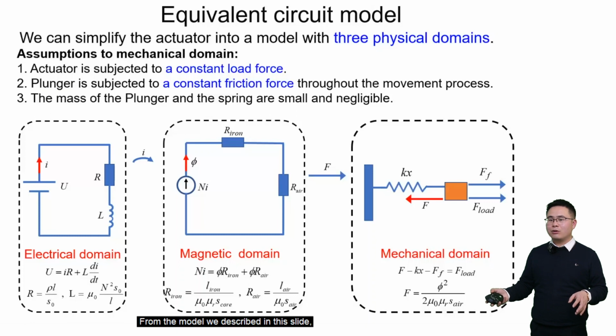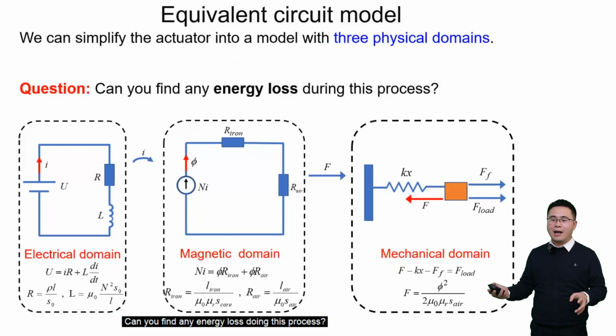So from the model we described in this slide, we can clearly see that the energy was transferred from the electric domain to the magnetic domain and finally to the mechanical domain. And here I want to ask you one question. Can you find any energy loss during this process?